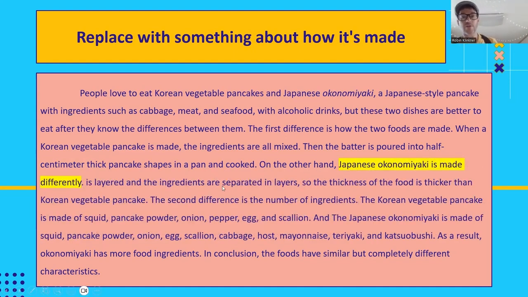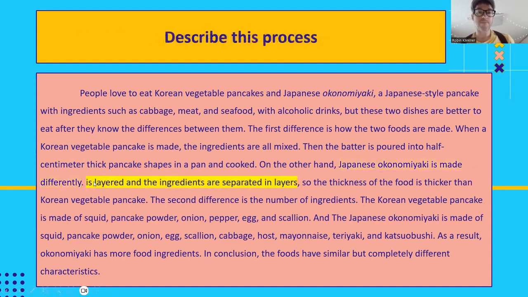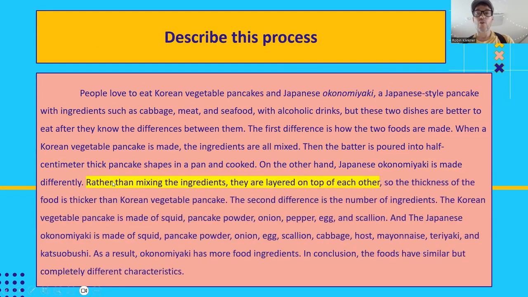On the other hand, Japanese okonomiyaki is made differently. Describe this process. It is layered and the ingredients are separated in layers. Rather than mixing the ingredients, as people do when they make a Korean vegetable pancake, they are layered. So Japanese okonomiyaki are layered, or the ingredients are layered on top of each other.